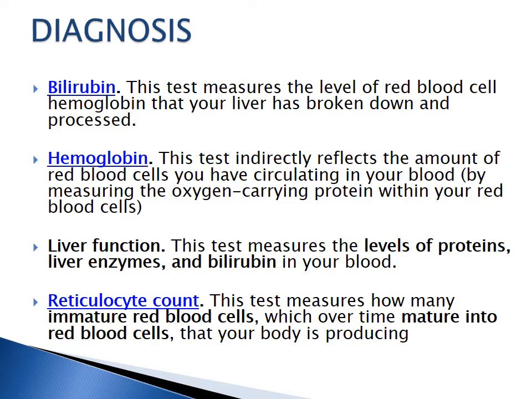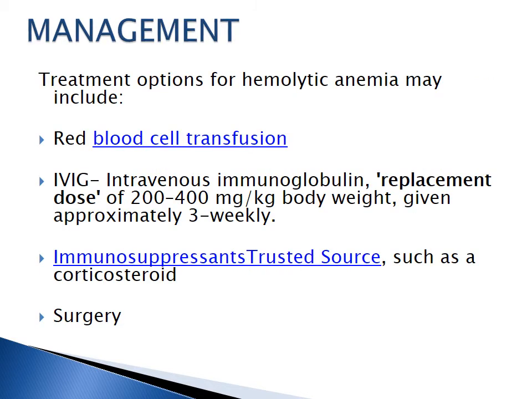Now, diagnosis will also include looking at your levels, like your hemoglobin levels, your bilirubin levels, and also making sure that your liver functions are appropriate, and all these tests will tell you if there is any kind of fall in the levels of the blood cells.